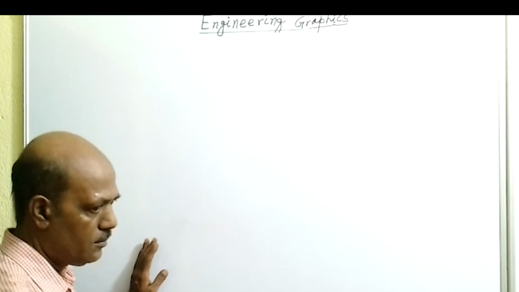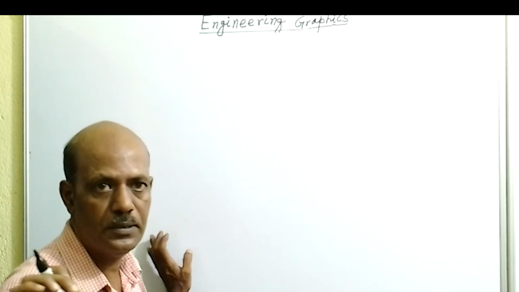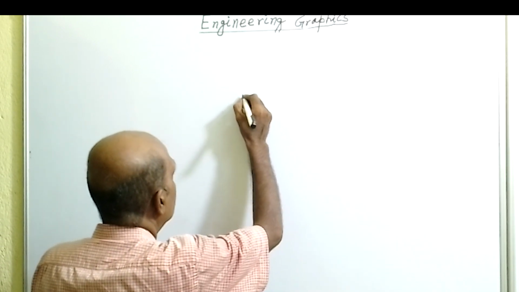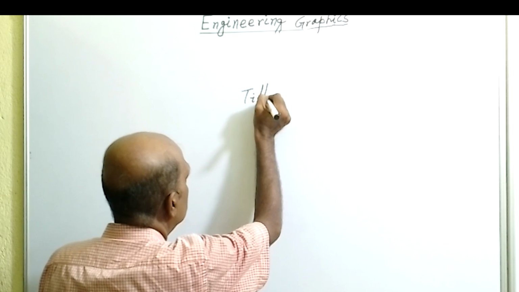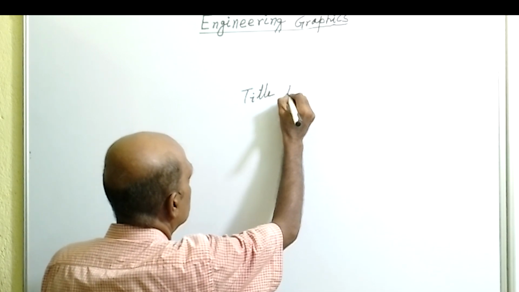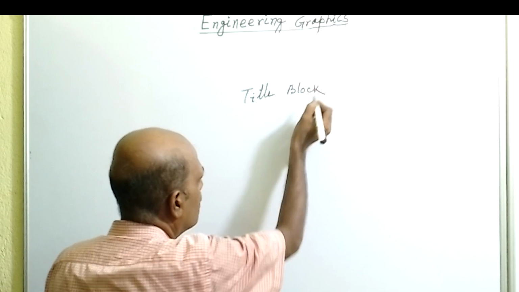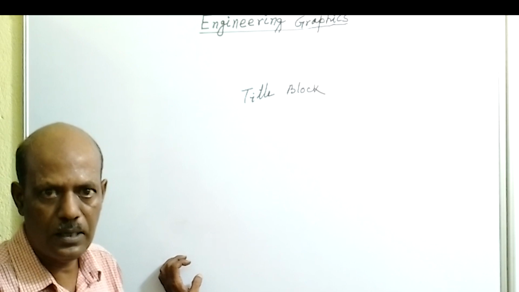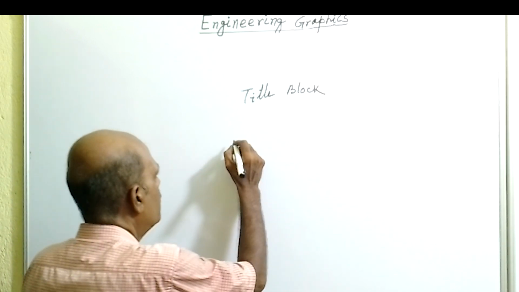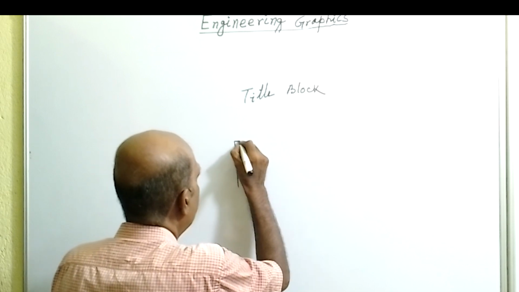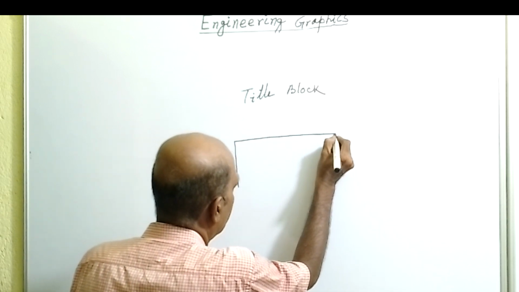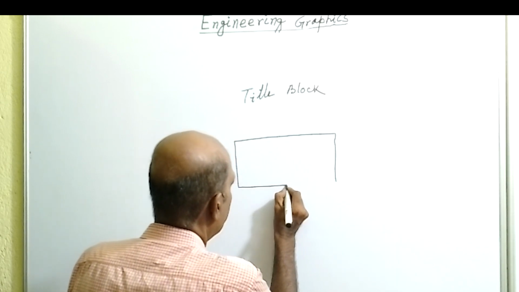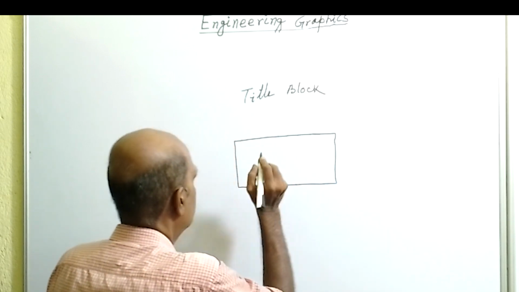Now in the last class we understood the basics of engineering graphics. We were discussing the title block. The title block is positioned at the bottom right hand corner of the drawing sheet. If we see the title block, it looks like a rectangular box where all the information related to the particular drawing is supplied.